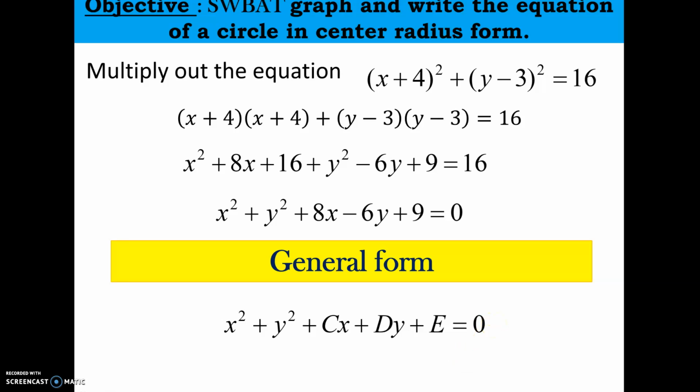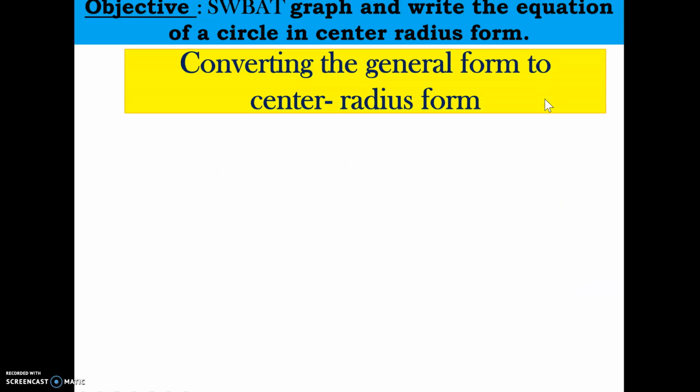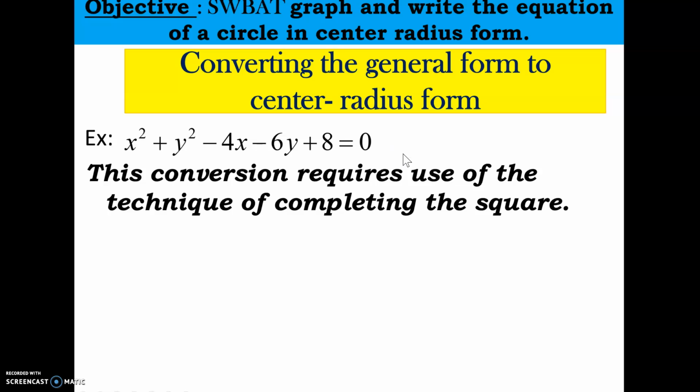Now, what if there is an equation in general form? How are we going to change it so that it's in center radius form? So let's take a look. Here's an example. Notice it's x squared plus y squared. We have an x term, a y term, and a constant term. We want this to look like center radius form, so we can easily identify the center of the circle and the radius of the circle.